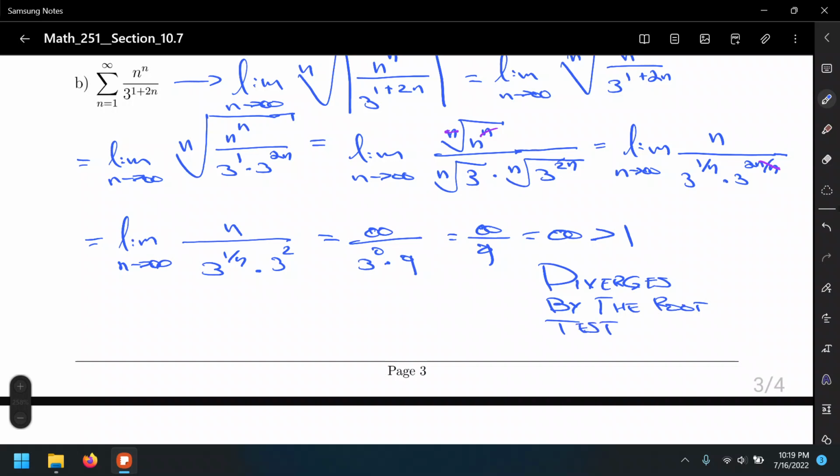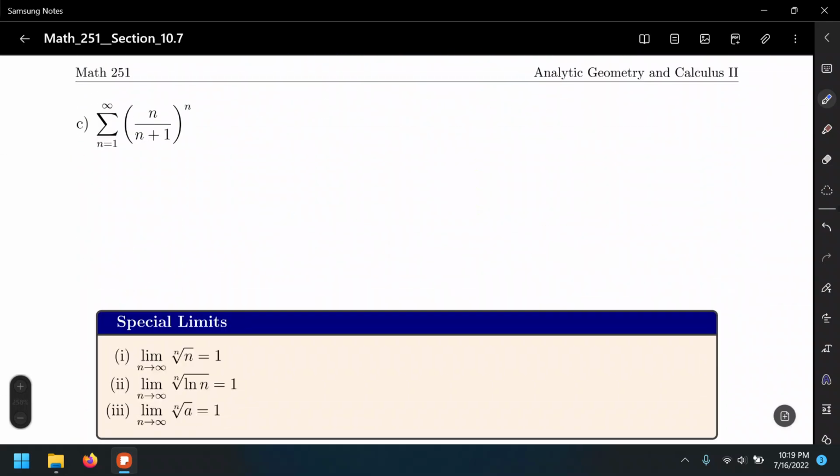Alright, let's go about a couple more examples. Two more examples. What do we have? The sum from n equals 1 to infinity of n over n plus 1, quantity to the n power. Same thing: the limit of the nth root of the absolute value of n over n plus 1 to the n. Let's get rid of the absolute value bars in this case.